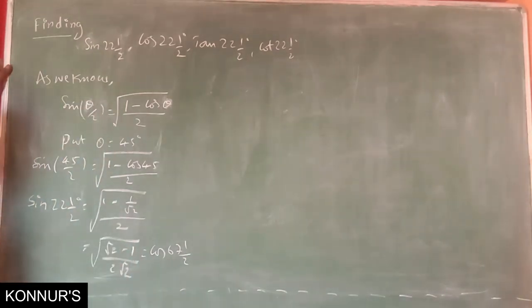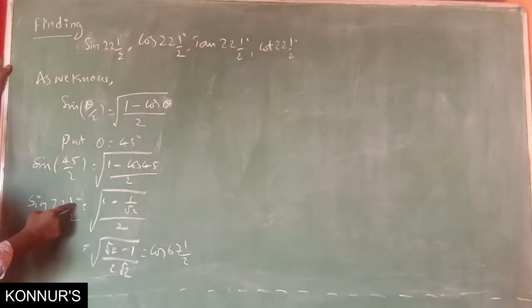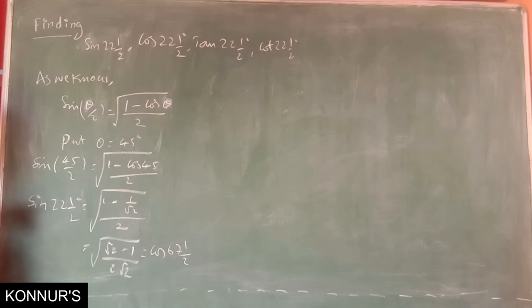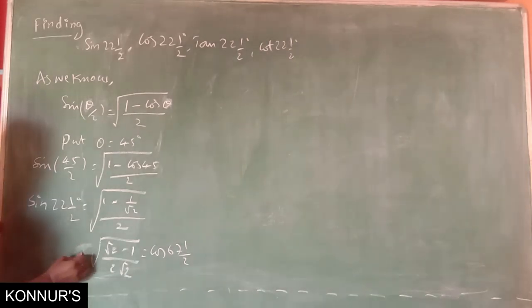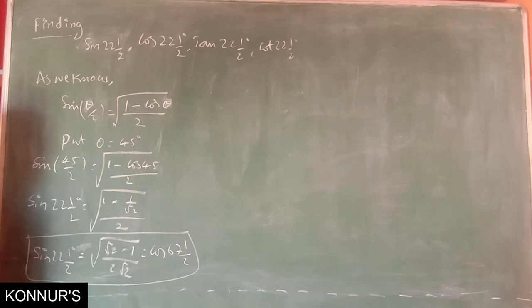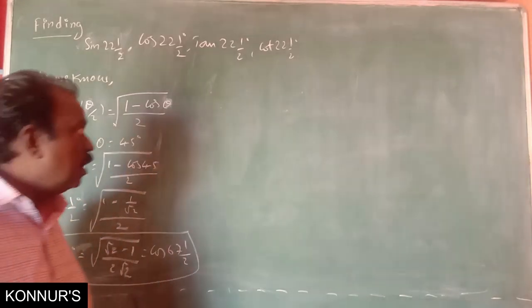This is nothing but cos 67 and a half degrees also. You agree? Sine 22 and a half degrees is nothing but sine of 90 minus 67 and a half degrees, it will become cos 67 and a half degrees. So we may write sine 22 and a half degrees is root of root 2 minus 1 by 2 root 2.